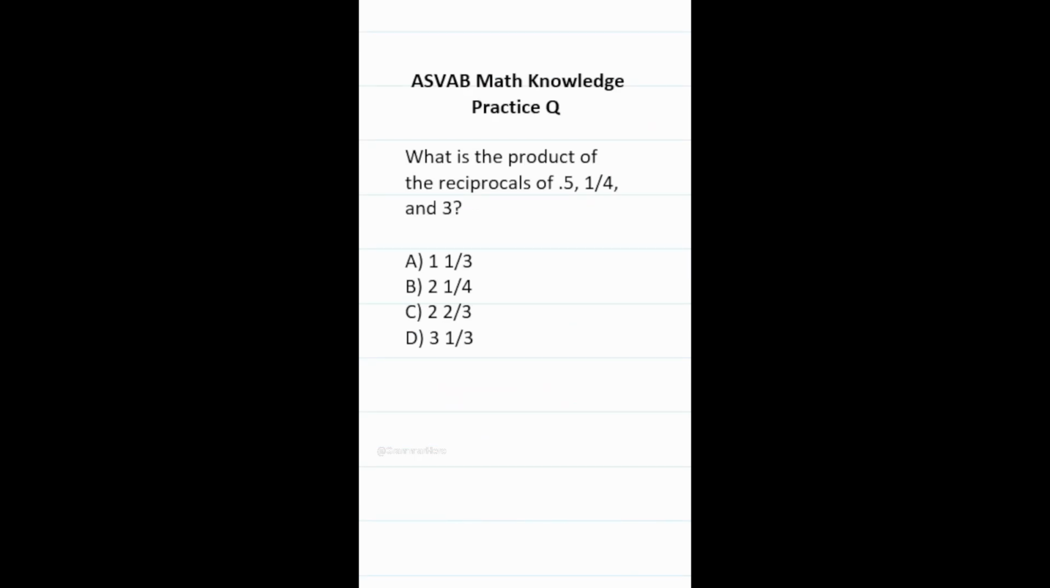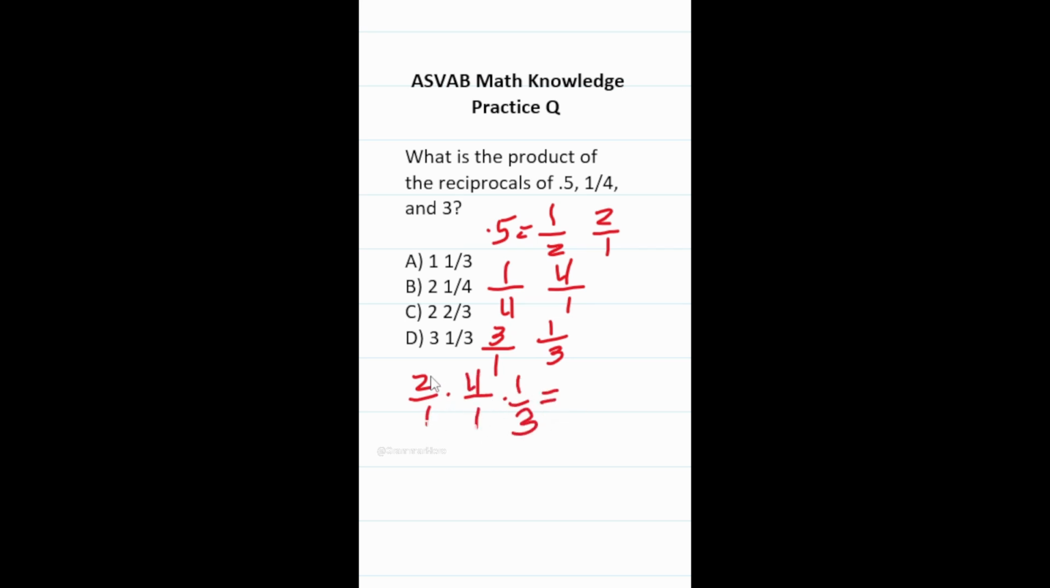Solve this ASVAB math knowledge practice test question. It says, what is the product of the reciprocals of 0.5, 1/4, and 3? So we have to know the fraction equivalent of 0.5 is 1/2. To find its reciprocal, we just flip it. So that's going to be 2/1. Reciprocal of 1/4, we just flip it. That's going to be 4/1. Reciprocal of 3. 3 can be written as a fraction as 3/1. Find its reciprocal by flipping it. That's 1/3. So we're multiplying together 2/1 times 4/1 times 1/3.